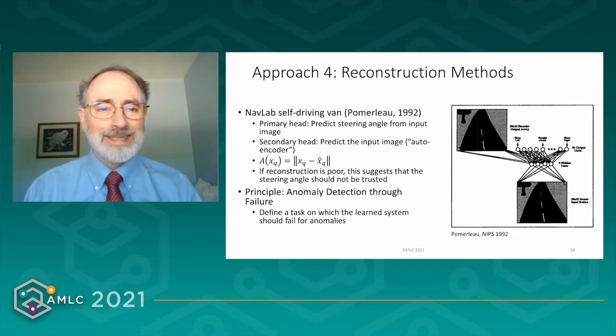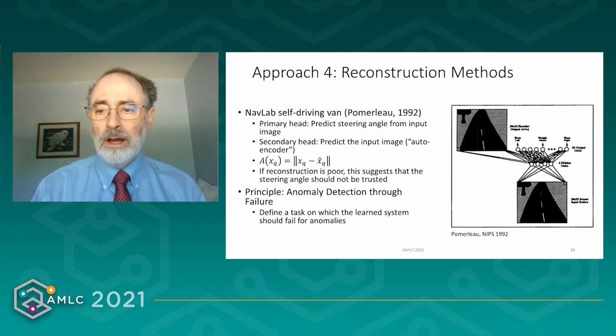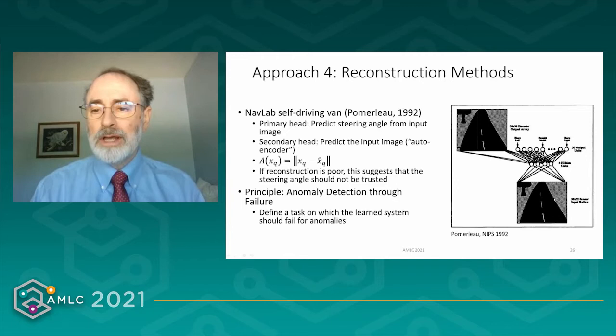And they were using a neural network with this structure. There was a forward-looking camera that produced a 30 by 32 pixel image. That went down to 4 hidden units, and then up to 30 hidden units that were encoding the steering angle to be used. And then also from those same 4 hidden units, there was a decoder that was seeking to reconstruct the original image. Basically, this was an autoencoder through a very tight bottleneck of 4 hidden units.